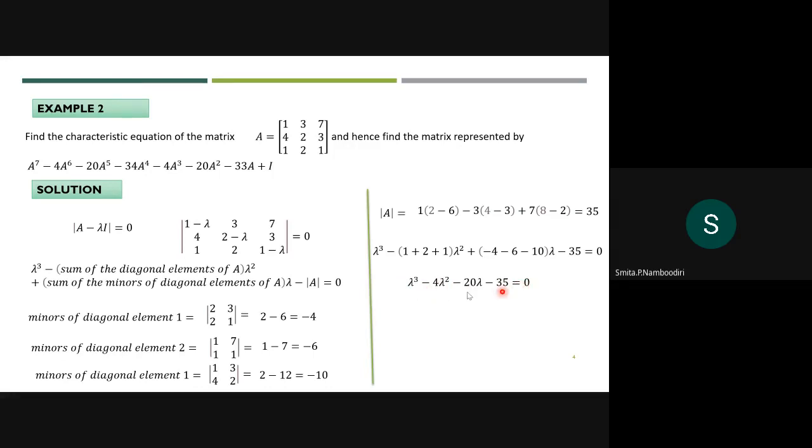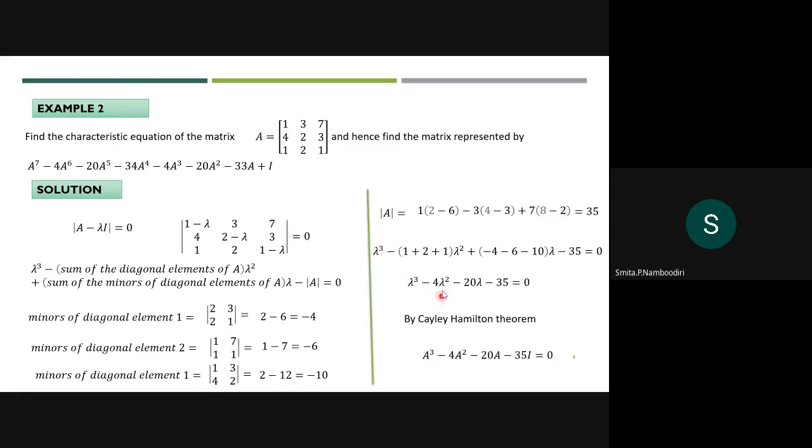Now we have to find this matrix. So we have to find this matrix, this big matrix. We are going to apply the Cayley-Hamilton theorem. Even though they are not told to apply it, we can apply the Cayley-Hamilton theorem to any square matrix. Now A is a square matrix, so we can apply it. What happens in the Cayley-Hamilton theorem? We put A in place of lambda.